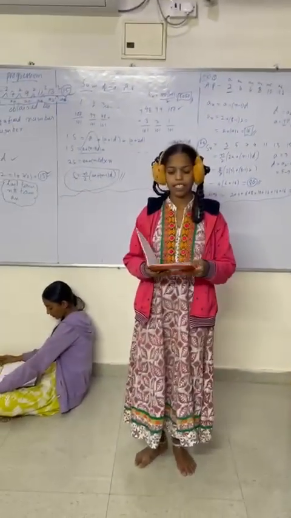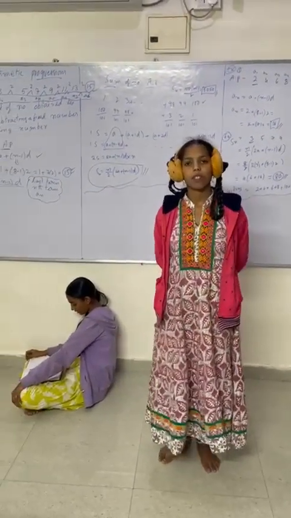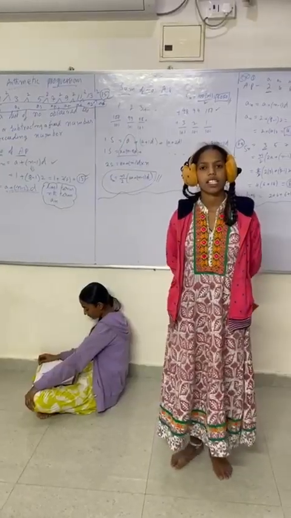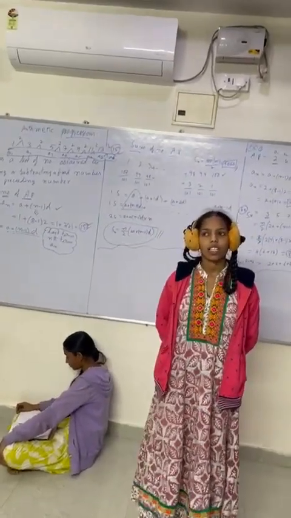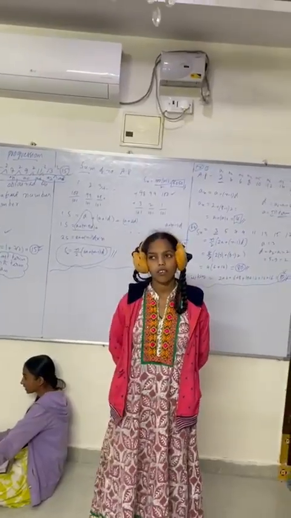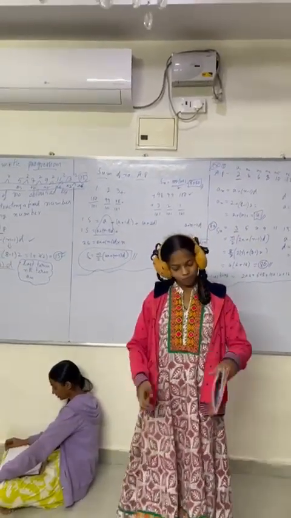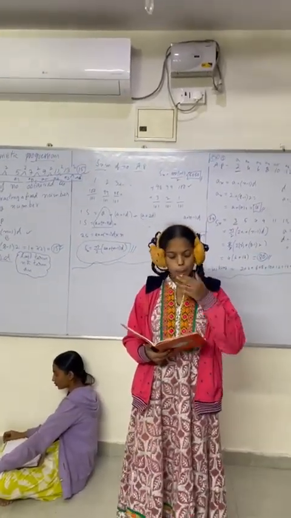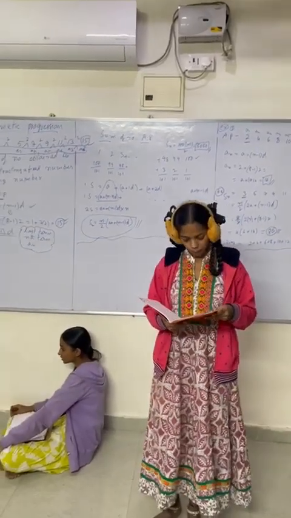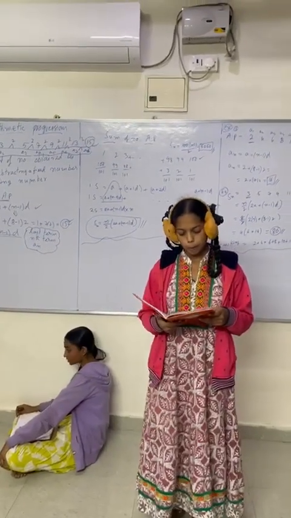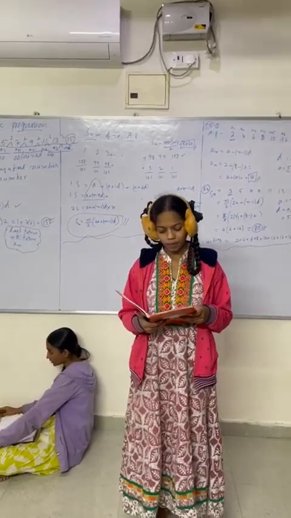What is fermentation? In the absence of oxygen, in yeast cells, pyruvic acid is converted into ethanol. This process is called fermentation. Ethanol is C2H5OH.